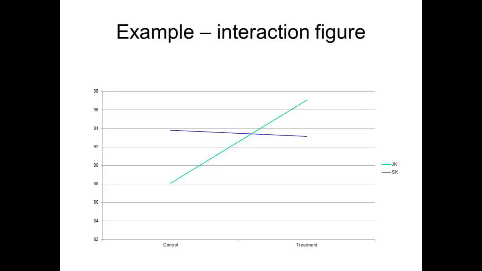In this case, because I'm only interested in the relationship between treatment and control at each grade level, I'm only doing 2 comparisons. Treatment versus control at JK for JK students and treatment versus control for senior kindergarten students. I can get away with an LSD in that case because I'm only doing 2 comparisons, so that's what I'm going to go ahead and do.